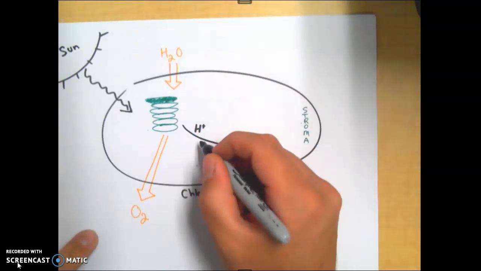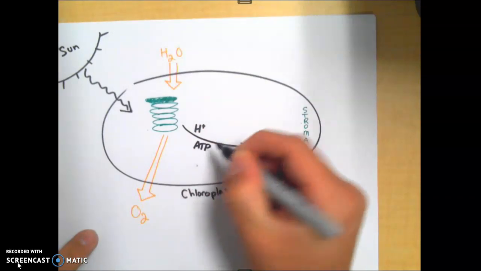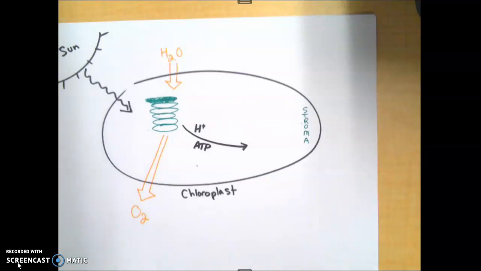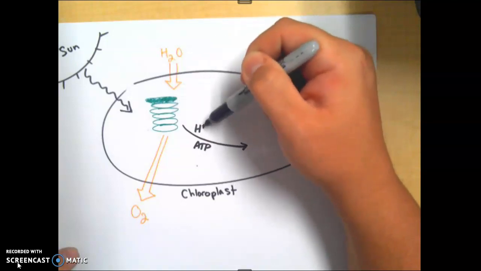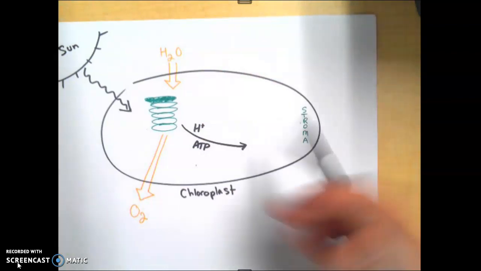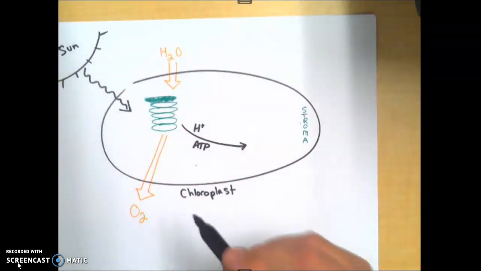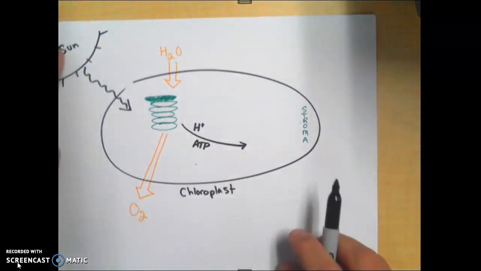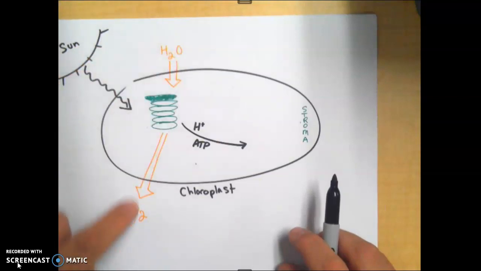And we also have a very important molecule that we need called ATP, adenosine triphosphate, which is going to be our energy currency. So water came in, we broke it apart, we released some hydrogen and some ATP, and we spit out some oxygen, which is what we breathe. All of this that you see right here is our light-dependent reaction.